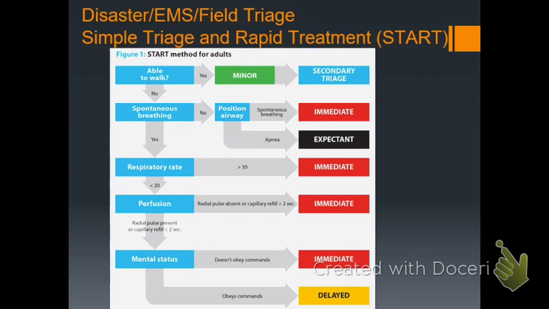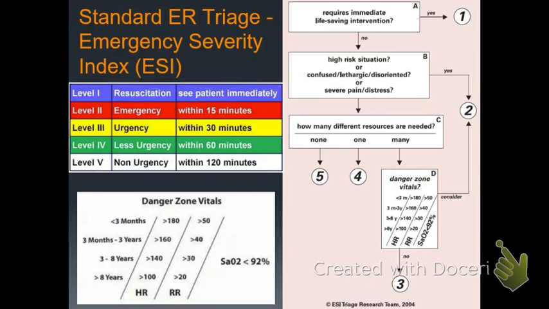So if you pass ABCD, you're yellow automatically. If you don't pass ABC, then you are red. So there we go. ER throws a few more questions into it. And if you did the Swift River one, you probably got to triage about 20 patients, and they were giving them numbers 1 through 5. And so this is the ESI triage, which is what you were practicing in that Swift River.